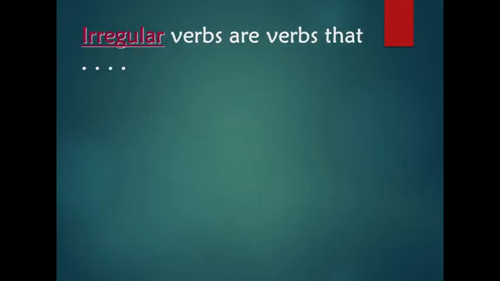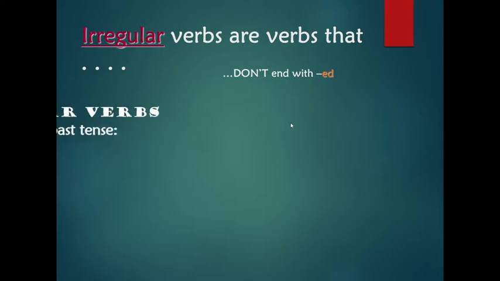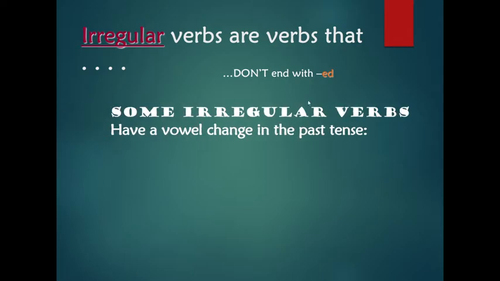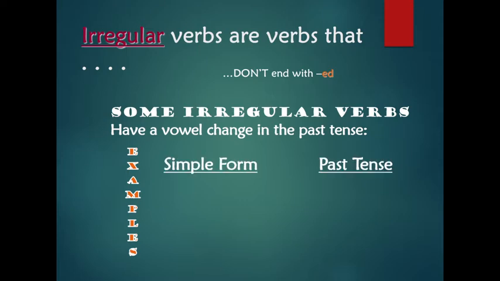Irregular verbs are verbs that do not end with ed. So irregular verbs are verbs that don't end with ed. They have another form. Some irregular verbs have a vowel change in the past tense. Like what? Some examples. We have the simple form here and we have the past tense.